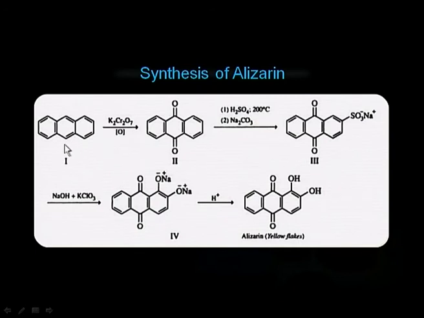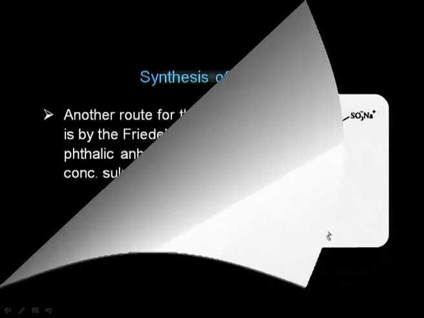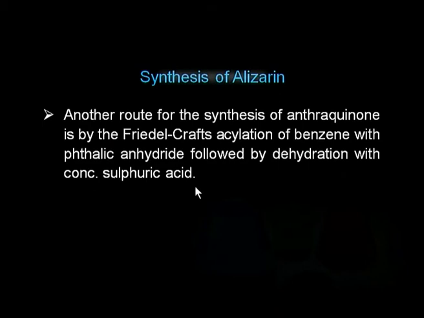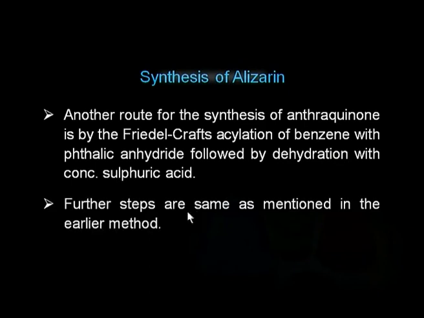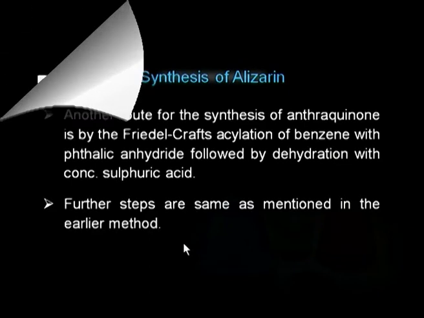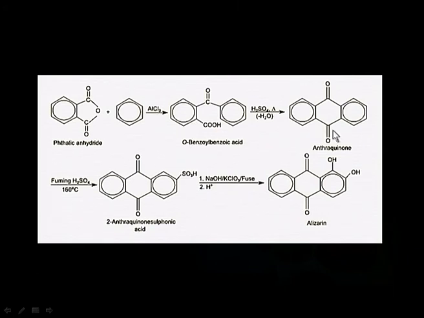Here you can see that anthracene undergoes oxidation to form anthraquinone, which is reacted with sulfuric acid to give this sulfonic acid derivative, then treated with sodium hydroxide and potassium chlorate to give the disodium salt, which upon acidification gives alizarin. Another route for the synthesis of anthraquinone is by the Friedel-Crafts acylation of benzene with phthalic anhydride followed by dehydration with concentrated sulfuric acid. Further steps are the same. Here this is anthraquinone.